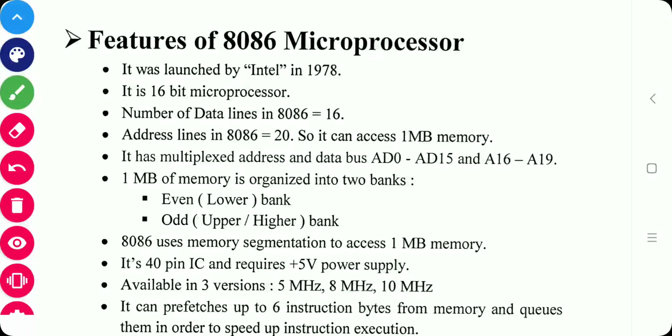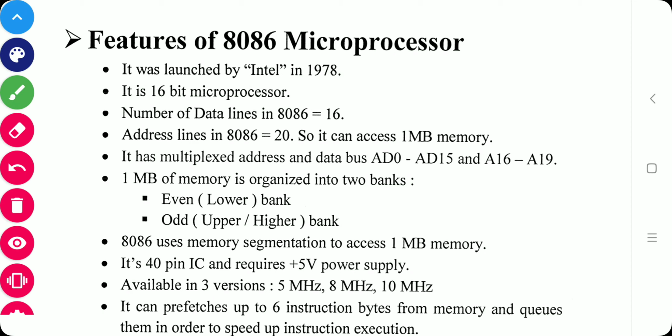In the last lecture we have seen functional blocks of computer. Now today's topic is the 8086 microprocessor. The 8086 microprocessor was launched by Intel in 1978. It is a 16-bit microprocessor and it is packaged in a 40-pin DIP package. So first we will see the features of the 8086 microprocessor.